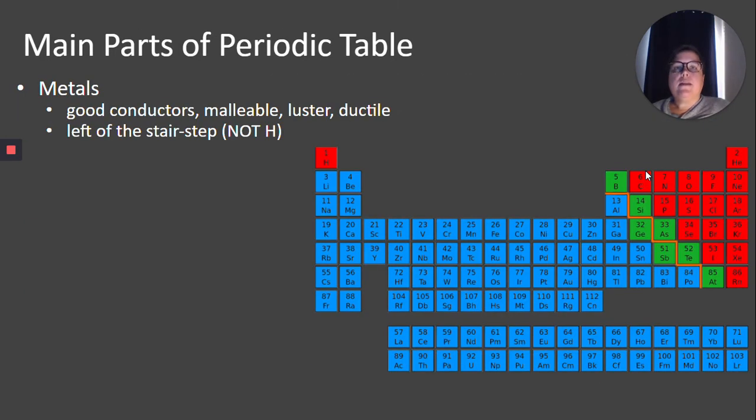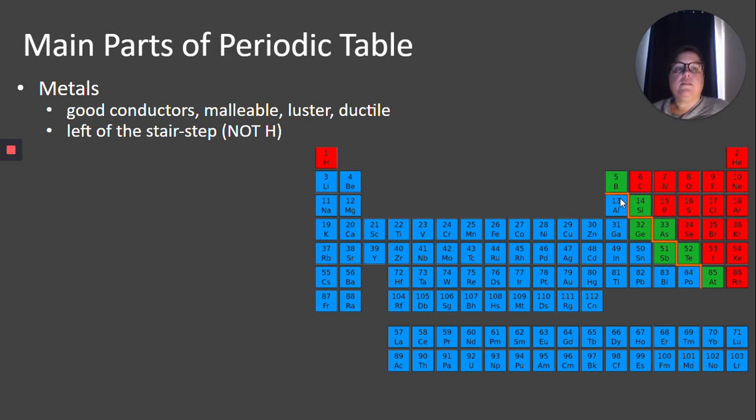There are 3 main sections on the periodic table. Metals. Now the elements that are metallic are good conductors of heat and electricity. They're malleable, which means we can shape and mold them. They have luster, which means they're shiny, and they're ductile, which means you can pull them into wires. They're to the left of the stairs.